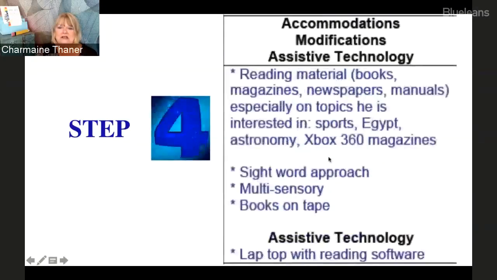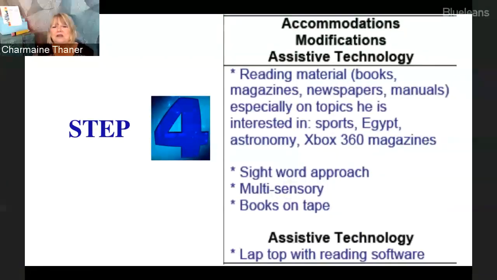Let's look at what our fourth step is for getting to inclusion. The fourth step is we want to be really specific with our accommodations, modifications, and assistive technology that the child is going to need in order to be successful. One of the things I think is really important when we look at accommodations is not to go through this laundry list of preferential seating, extra time on tests, copy of teacher's notes, those generic things. Let's put those aside.